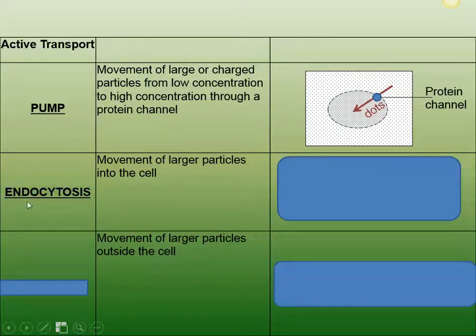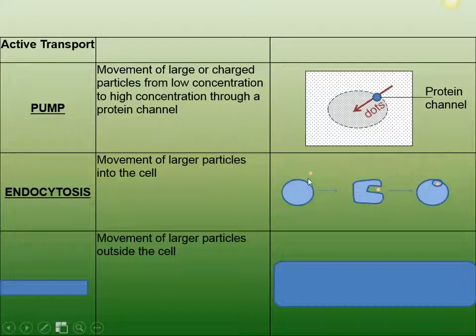Then you have endocytosis, which is the movement of larger particles into the cell. So let's say there's a bunch of calcium, or whatever, it could be anything, floating outside the cell here. The cell is going to want to get that calcium inside of it, so it's going to use its cell membrane, bend it in, and kind of take it in, almost like the pseudopod when we talked about the amoeba. So it's going to move its cell membrane, create a nice little vacuole, and allow it to enter the cell.